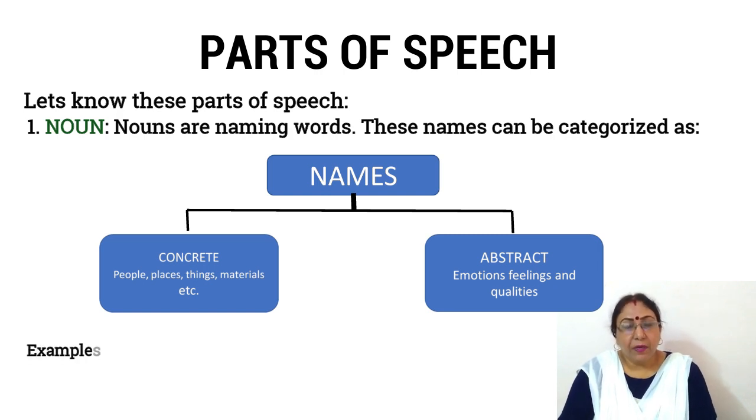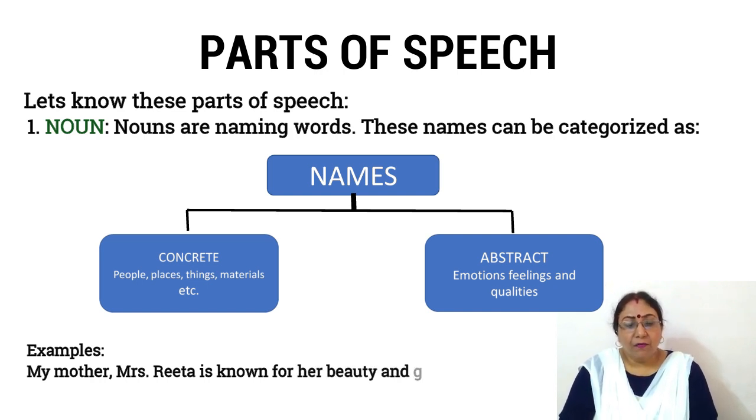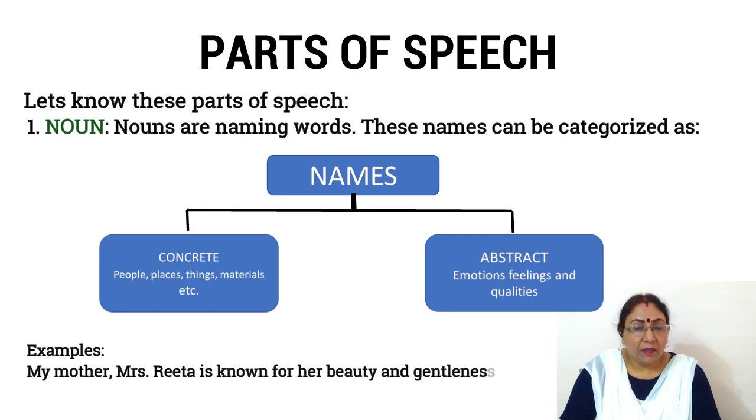For example, if we say a sentence, my mother, Mrs. Rita, is known for her beauty and gentleness. In this sentence, we find that mother is a noun, Mrs. Rita is a noun, beauty is a noun, and gentleness is also a noun. So what is the difference between these 4 nouns?